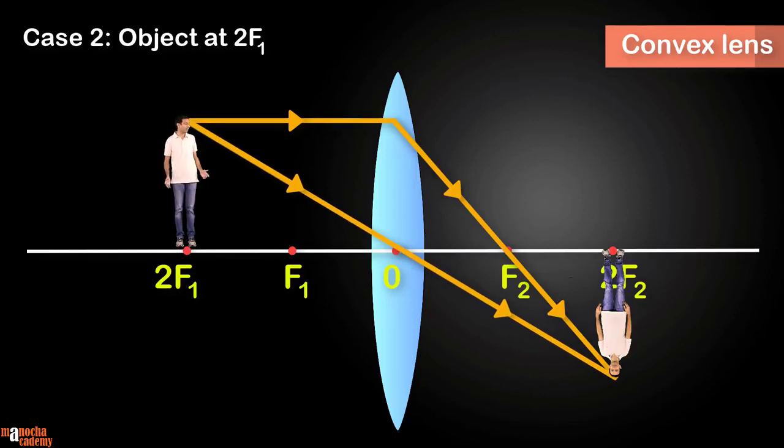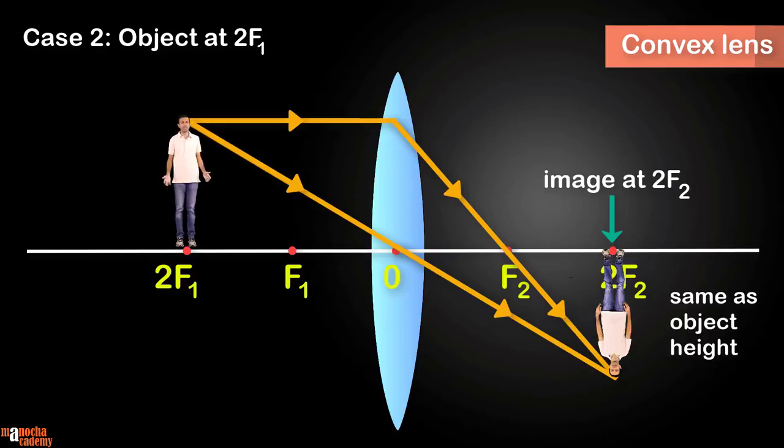What are the properties of the image here? Can you see the symmetric nature of the diagram? I'm standing at 2f1 and my image is formed at 2f2. The image height is the same as the object height. That's my height. And can you see that the image is real and inverted? It's a real image because it's formed by the intersection of the rays.